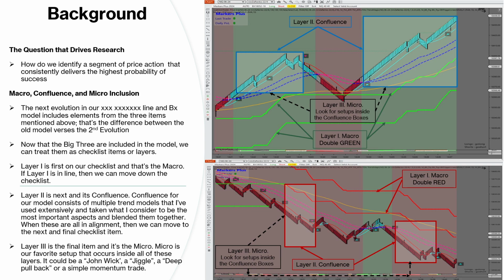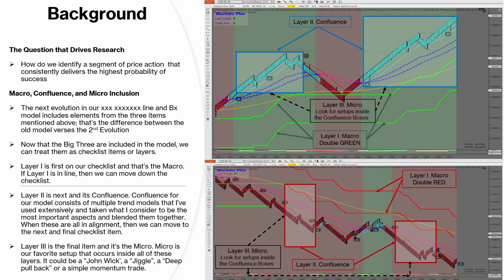So the question is, how do I identify a segment of price action that consistently delivers the highest probability of success? For me, if after 3 months of trading, I can manage to take out 5 NASDAQ points a day over, say, each quarter, then that's a success for me. My goal is 10 points, over an extended time. So how do I identify price action that can get me that consistency over a long period of time?